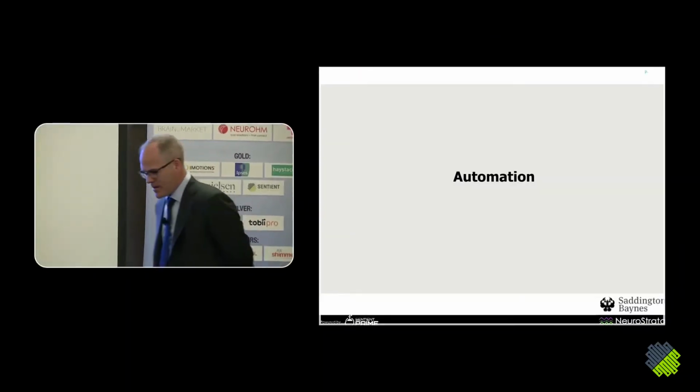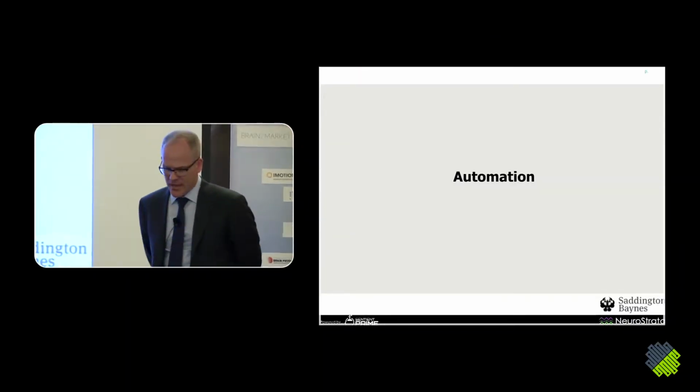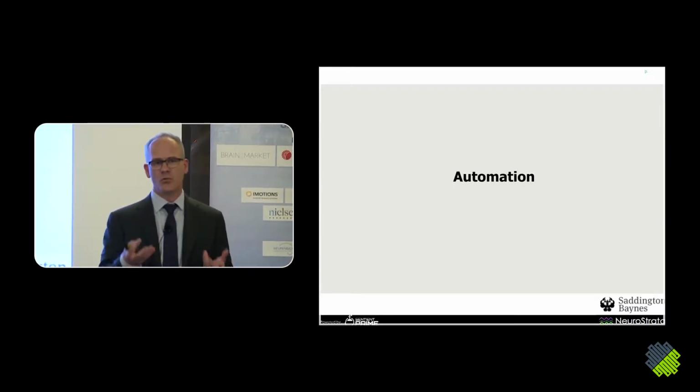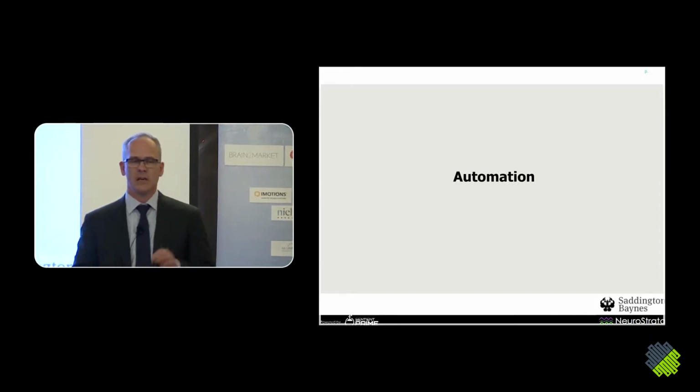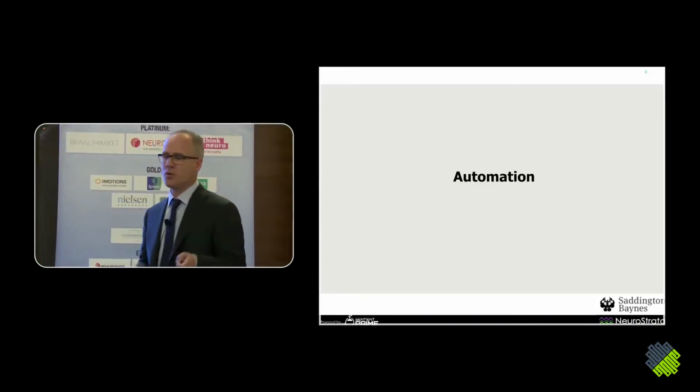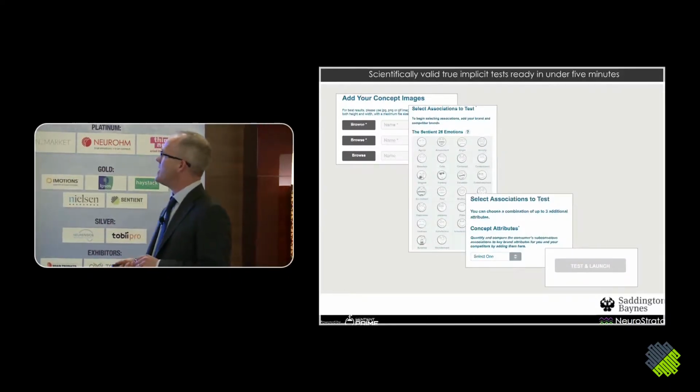So bringing it back to creative asset testing, what Saddington Baynes really needed was something that could turn quickly and provide them with these true implicit emotional insights. The key to that is automation. You can set up a scientifically valid true implicit test in under 5 minutes.